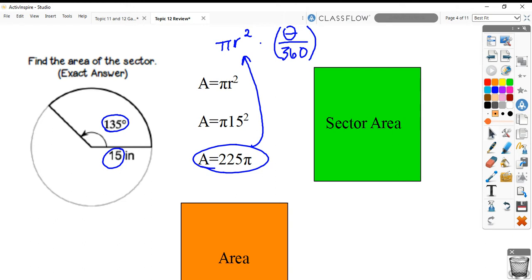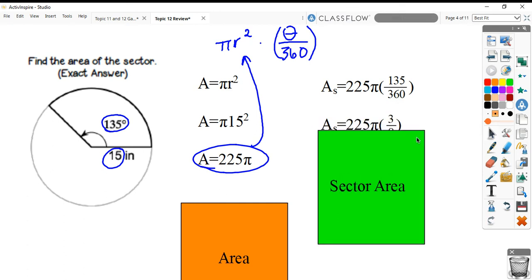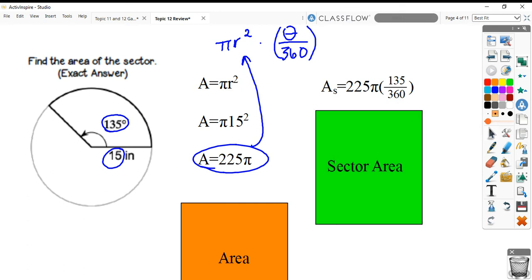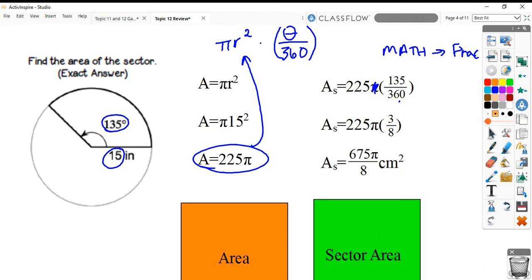Now, if we're trying to find the area of just that sector, we multiply that 225 pi times the fraction, 135, our theta, over 360. This is something that you can type into the calculator. If you typed in everything except pi, it would give you an answer if you use your old friend MathFrac. Don't forget about that. MathFrac, a really helpful tool in the calculator. That'll give you your simplified version of all of those fractions. We end up with 675 pi over 8.